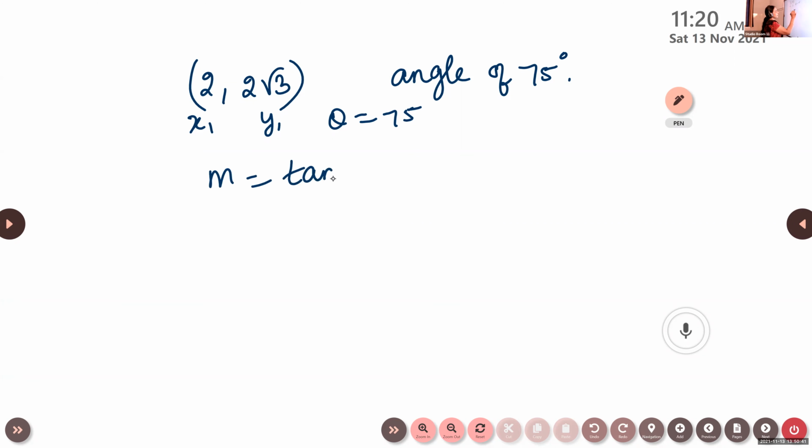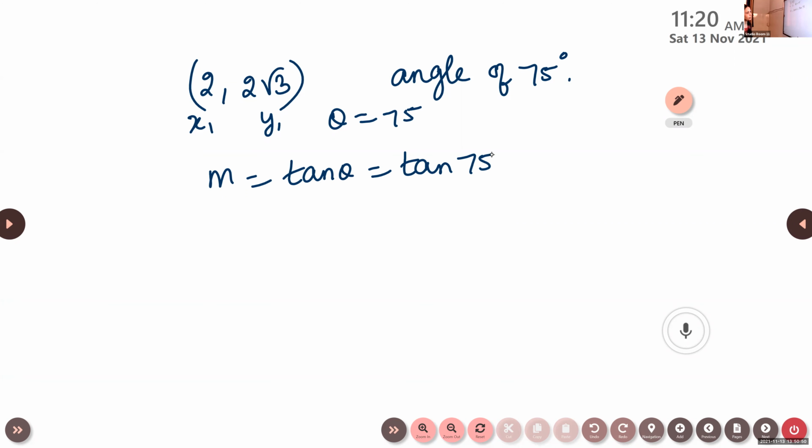So now if the angle is given, how will you find the slope? Tan theta is equal to the slope. Yes, it is tan theta. Here the angle is given, so from the angle, we can find the slope by taking tan of that value. So theta is 75. From here, you find out what is m. m is equal to tan theta. It is tan of 75.